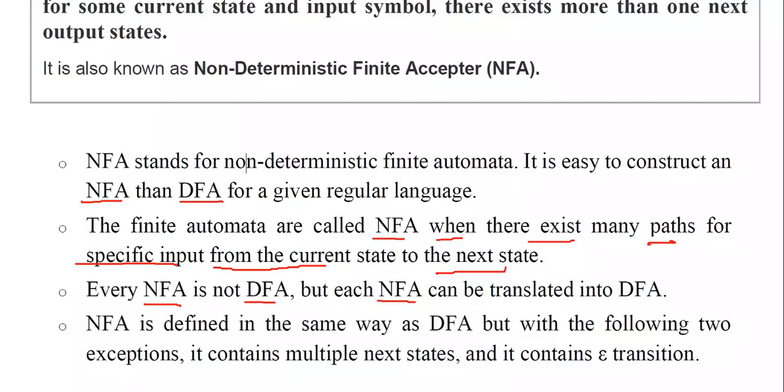NFA and DFA are both defined in the same way, but with small differences. One is that NFA contains multiple next states on the same input symbol, and it sometimes contains epsilon transitions also. Sometimes without any input symbols also we can move from one state to another state. That we will call an NFA with epsilon moves. Right now we will discuss only NFA without any epsilon. So NFA means non-deterministic finite automata in which you have more than one state from the current state.